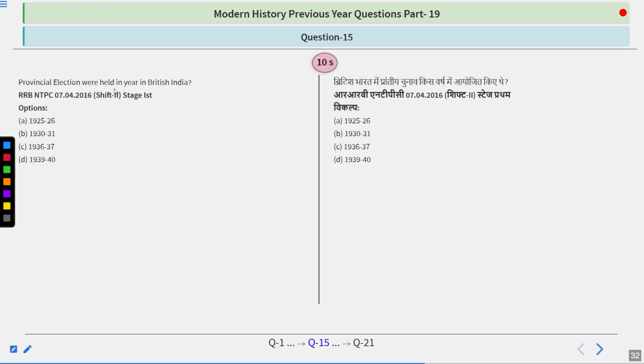Provincial elections were held in which year in British India? Options are 1925, 1926, 1930, 1931, 1936, 1937, 1939 to 1940. So think about it.